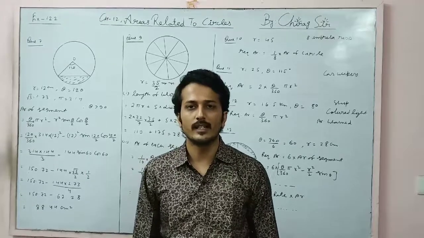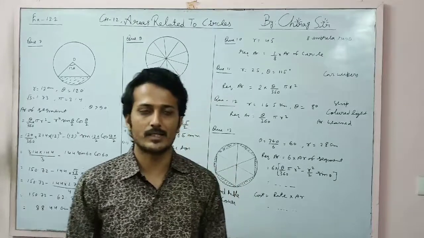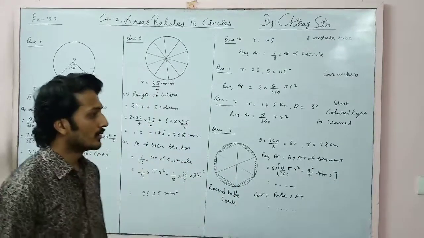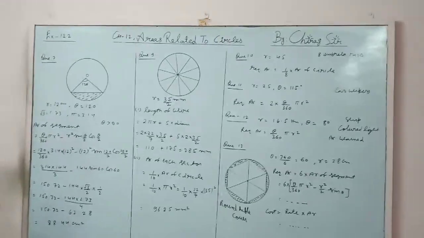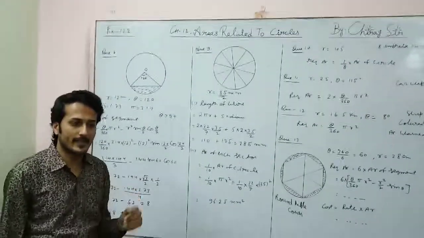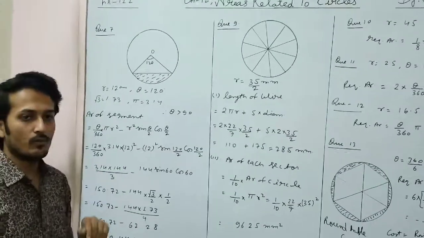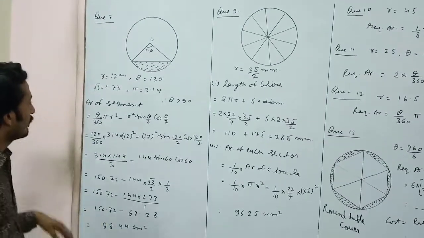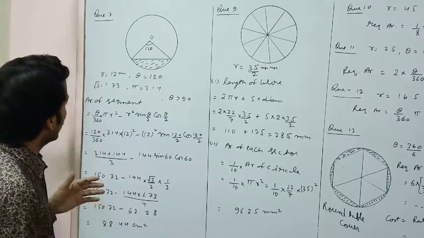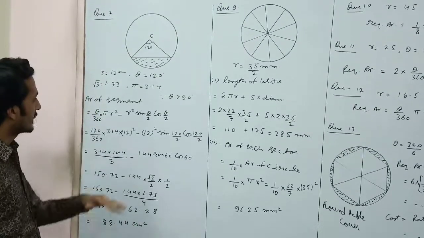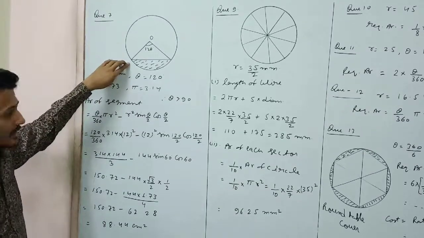Hello students, in this video we will discuss some more important questions of exercise 12.2. So let's take question number 7. In this question it is given that a chord of a circle with radius 12 centimeter subtends an angle of 120 degree, and we need to find the area of the corresponding segment so formed. The corresponding segment will be the minor segment.